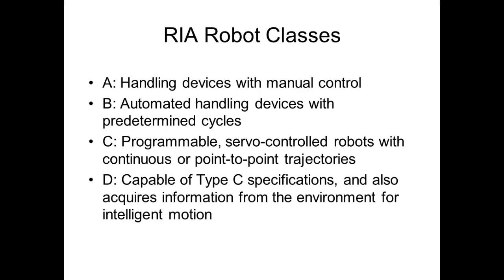So this is what RIA has actually come up with: four robot classes. Class A robots would be manually controlled. A lot of your drones are manual. I've got a little drone, a quadcopter, but it's totally manually controlled.